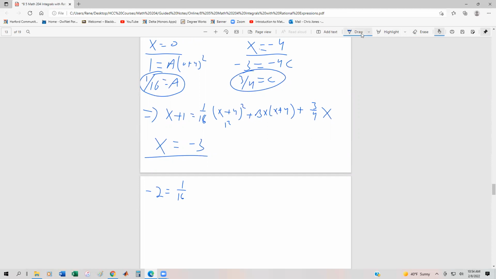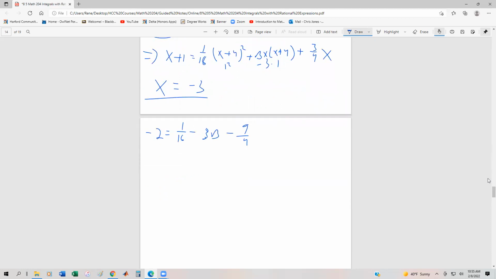Over here, we're going to have b times -3 times 1, so it's -3b. And finally, over here, I'm going to multiply by -3, and that's going to give us the -9/4. Now we just have a basic linear equation to solve. I'm going to multiply everything through by 16, so I'm going to get -32 equals 1 minus 48b, and then minus, if I multiply through by 16, that's going to be 144 over 4, which is 36.